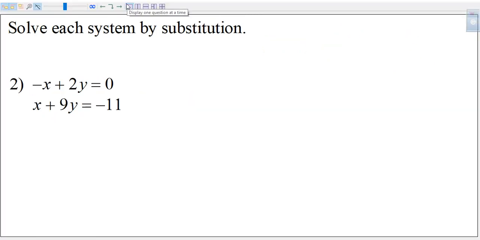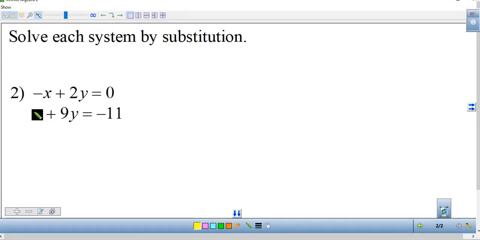In example 2, you can see that we don't have an equation that has been solved for a variable. There's a way to look for an easy solve. Things that I typically look for is a variable that doesn't have a coefficient, and if I can pick one that's also positive, that will be the easiest one to solve for.